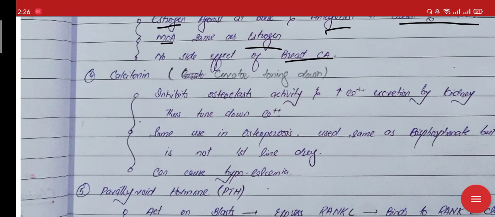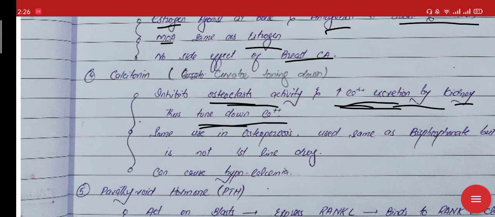Calcitonin inhibits the osteoclast activity and increases calcium excretion by the kidney. We know that calcitonin actually turns down the calcium level in the serum. It inhibits the osteoclast activity so that bone resorption is decreased, and it increases calcium excretion by the kidney, so that the increased calcium level in the body is brought down to the normal level. Thus it tunes down the calcium level in the serum.